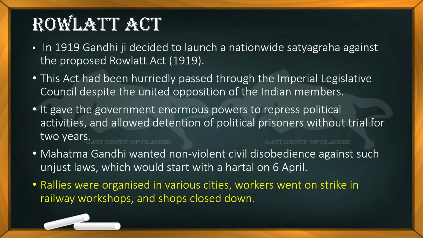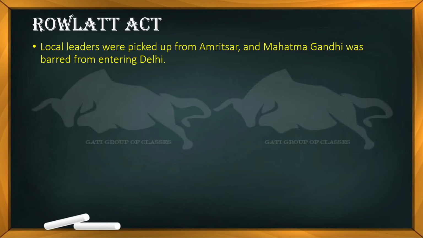Workers went on strike in railway workshops, and all the shops were closed down. So the next thing is that local leaders were arrested from Amritsar, because the government knew that if the rallies were going on, it would be difficult for them to handle things. So they started to detain people. Mahatma Gandhi was also barred from entering Delhi: you cannot enter Delhi and you cannot do any type of satyagraha and rallies over there in Delhi.